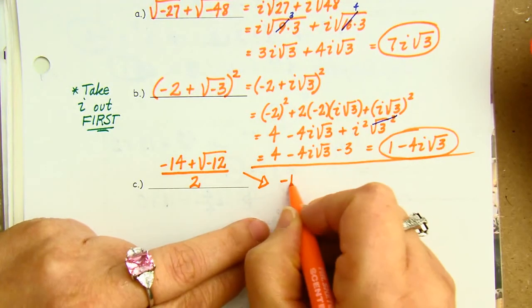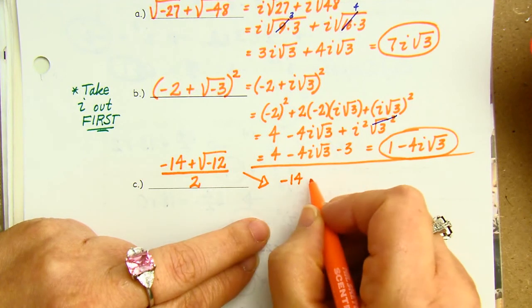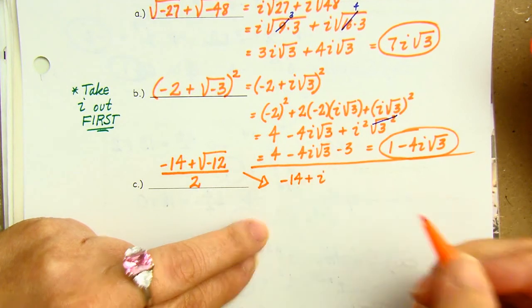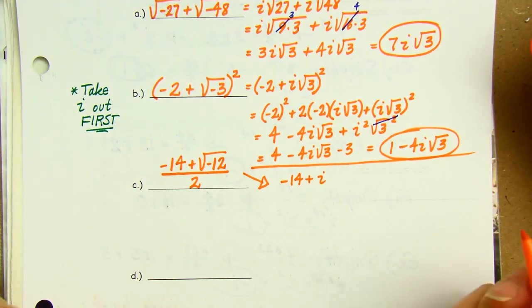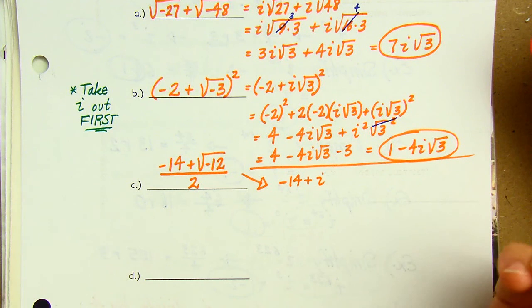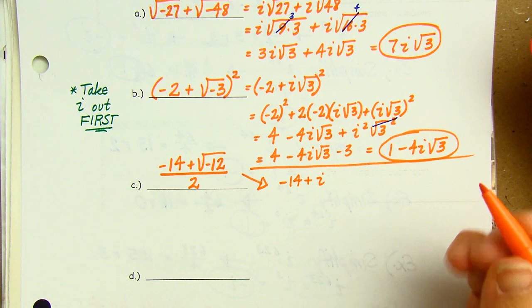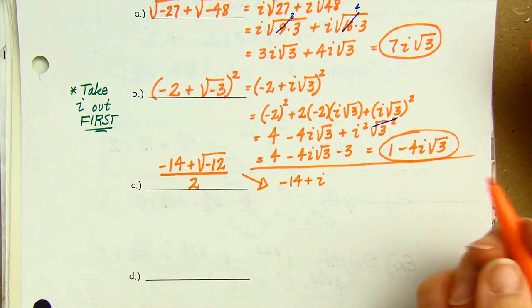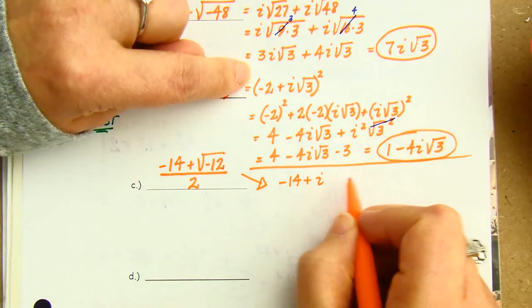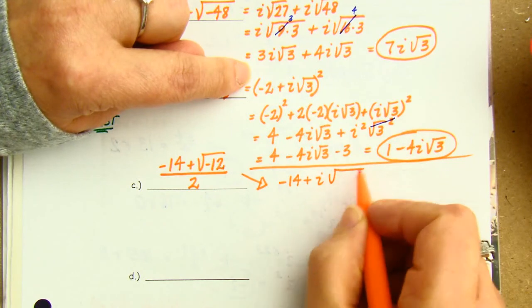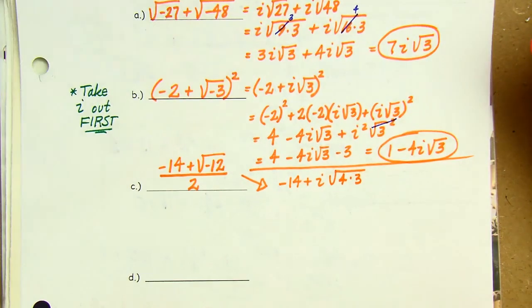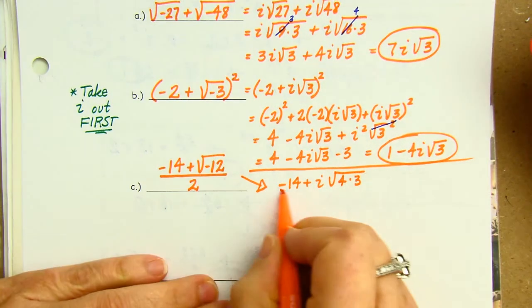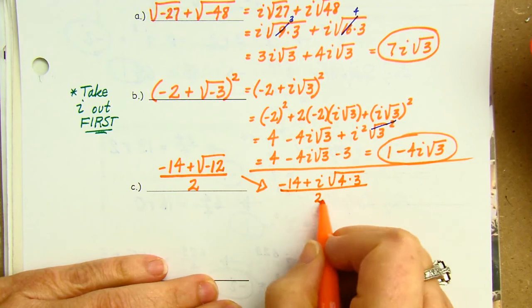This is negative 14 plus, we take the I out. The I always comes in the front. You never put it behind the radical because then we don't know if the I is inside or outside. If it's meant to be inside, then that's called a nested radical, and that's so much more work. We don't want to do that. 12 is 4 times 3, so this is really I times the square root of 4 times 3. And the whole thing divided by 2.